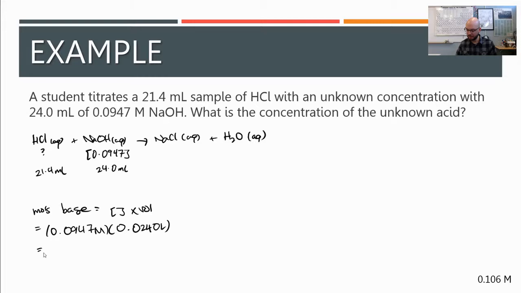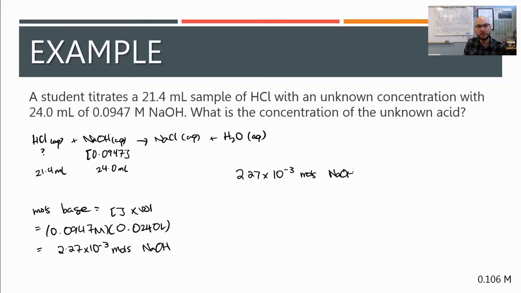So 0.947 times 0.024 gives me 2.27 times 10 to the negative 3 moles of NaOH. We have to recognize that 1 mole of NaOH breaks down into 1 mole of hydroxide, right? So when we're saying 2.27 times 10 to the negative 3 moles of NaOH, we don't really care about the Na. We care about the OH. So 2.27 times 10 to the negative 3 moles of NaOH were used.